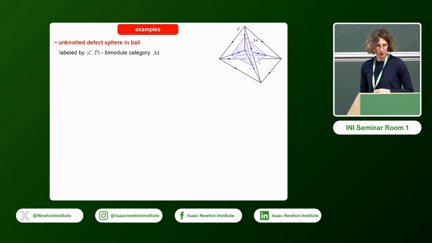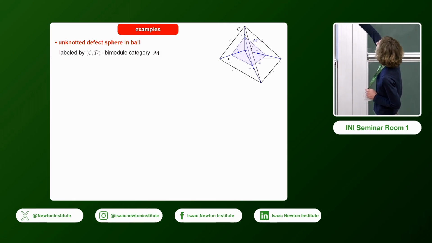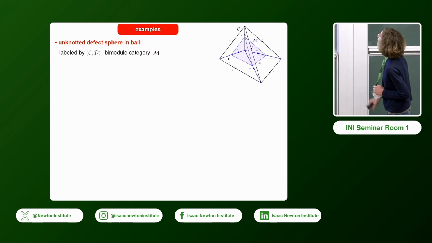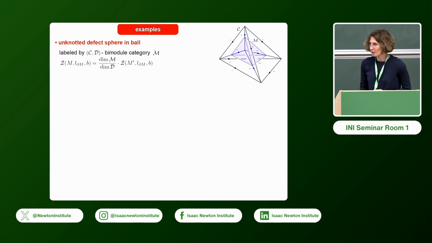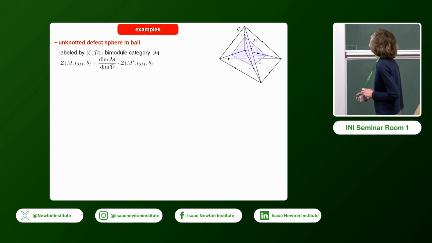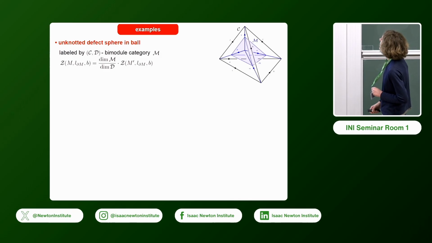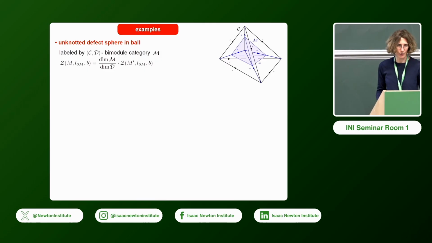So on one hand, one could consider some defect sphere in a ball. So we have a tetrahedron outside, and then we have a little defect we subdivided into four, and then we have a little defect sphere in the interior of the tetrahedron. And then for any bimodule category M that we put in the interior, the evaluation of this is the evaluation without the defect times the dimension of M divided by the dimension of D. So D is the spherical fusion category in the interior.